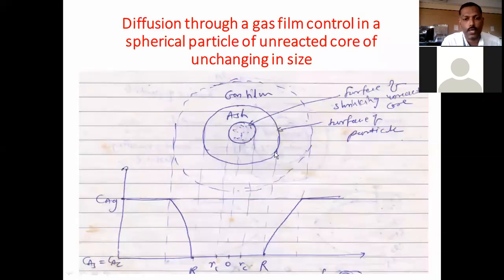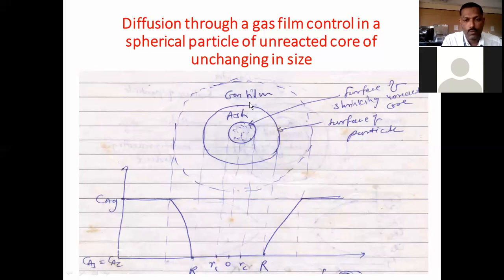First we see the sketch. The section we have taken is for the unreacted core. The important thing is the unchanging size. When the initial particle is converted into product, the product has the same size, there will be no change in size. So this derivation is for unchanging size.